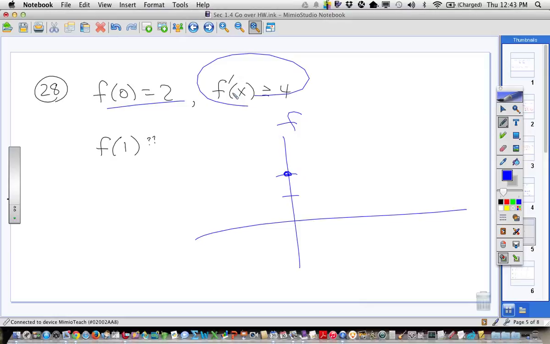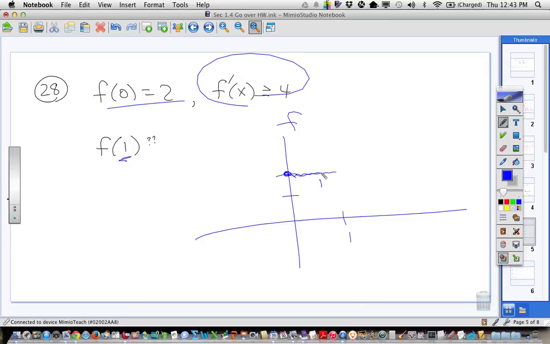This tells us the slope is steeper than 4 or steeper, 4, 5, 6, 7, those kind of numbers. And we want to know about f of 1. So if I go over 1, to me this is the picture.